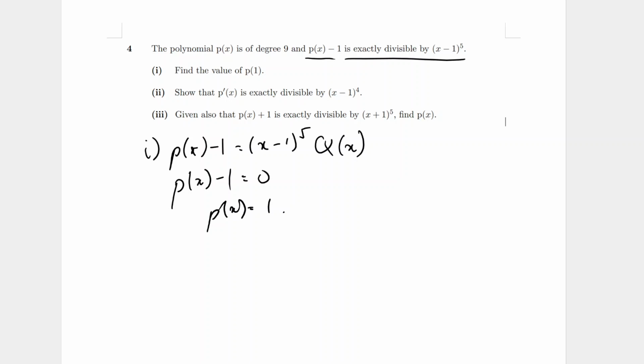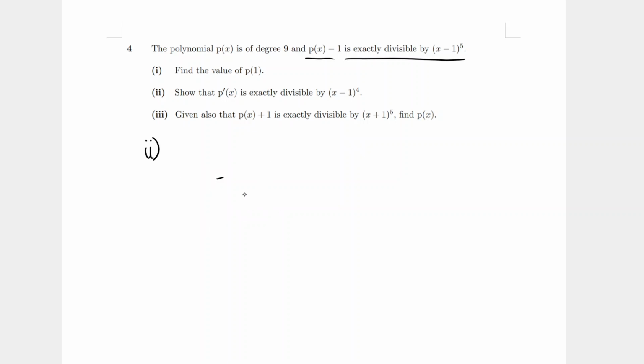So part 2. Okay, I'm going to make space. Show that p prime of x is exactly divisible by (x minus 1)^4. Okay, well, let's just differentiate, shall we? So, well, we had p(x) equals, what was it? (x minus 1)^5 q(x) plus 1 just now. That was just what I wrote just now.